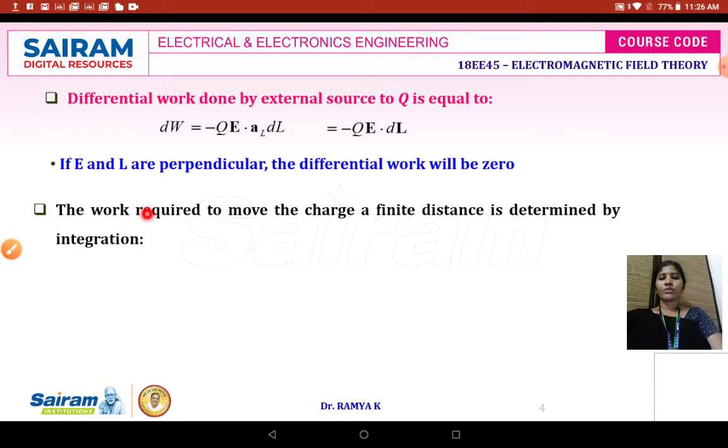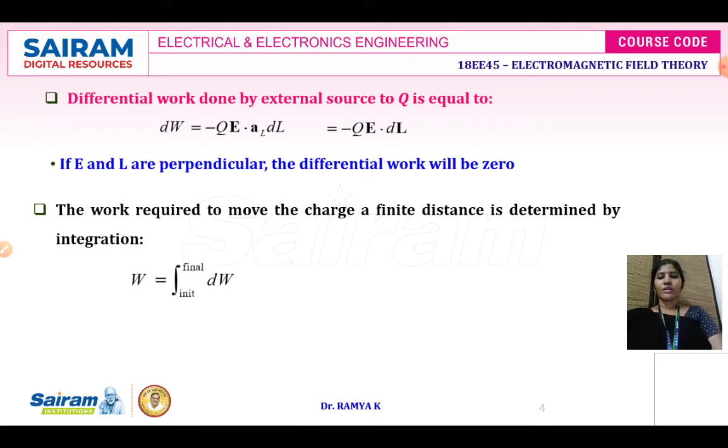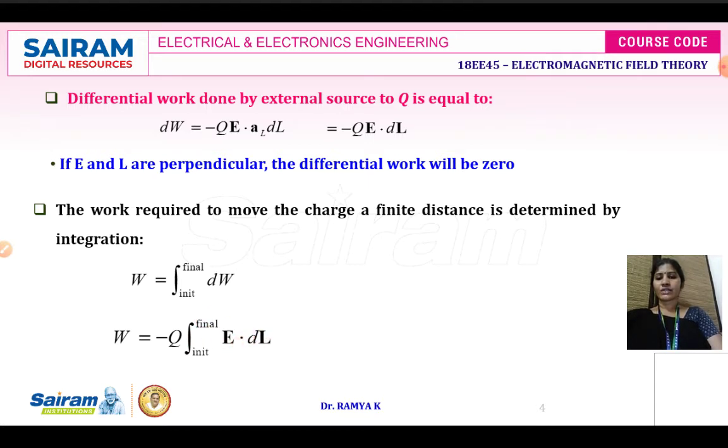The work required to move the charge a finite distance is determined by integration, from the initial value where it starts to where it reaches. Integrating dW, we get W = -Q ∫ E · dl from the initial point to the final point. E represents the electric field intensity, Q represents the charge, and dl is the differential elemental length. This differential elemental length can be written in a Cartesian, cylindrical, or spherical coordinate system, depending upon the analysis.